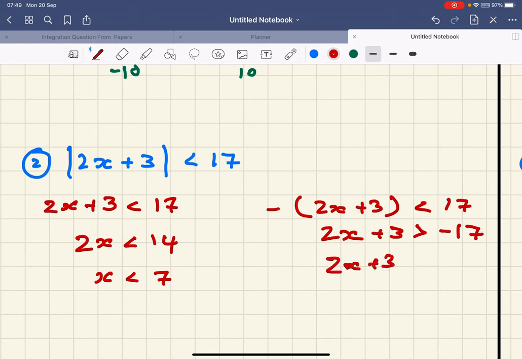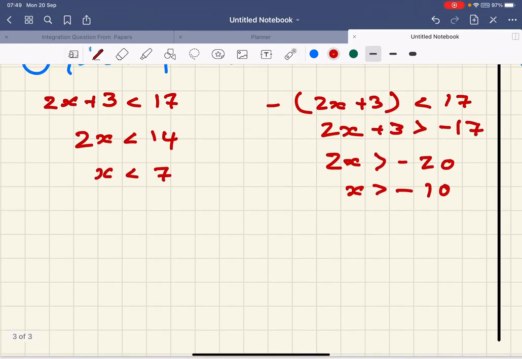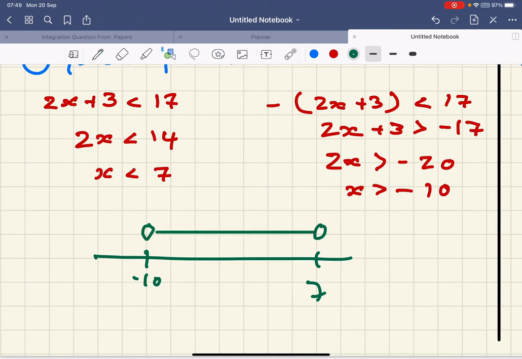So now it's just the algebra again. Greater than, and I take away 3 from both sides and I get negative 20, so x has got to be greater than negative 10. So if we look at this, we've got a closed one here. If I do my number line, on my number line I put the negative 10 and I put the 7 here, and this time I'm going to have an open and an open, but I'm going to have a straight line between them like that.